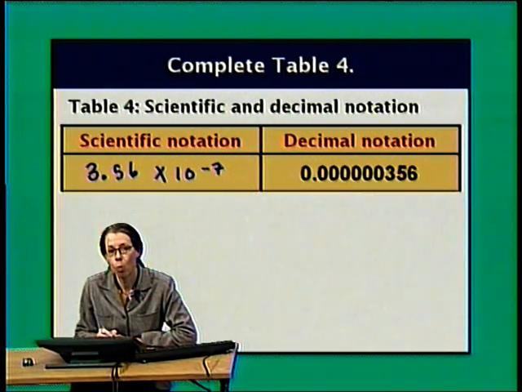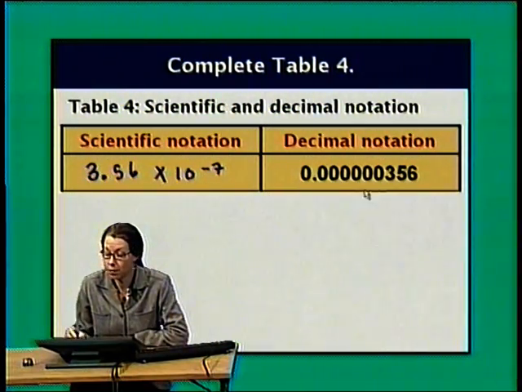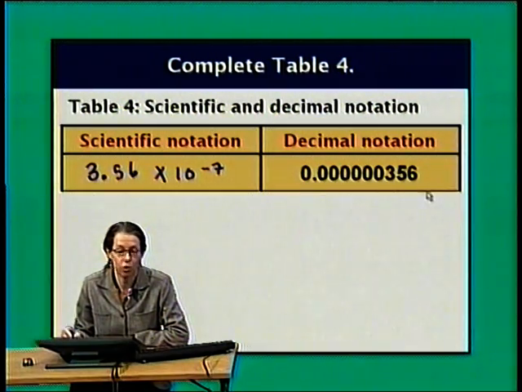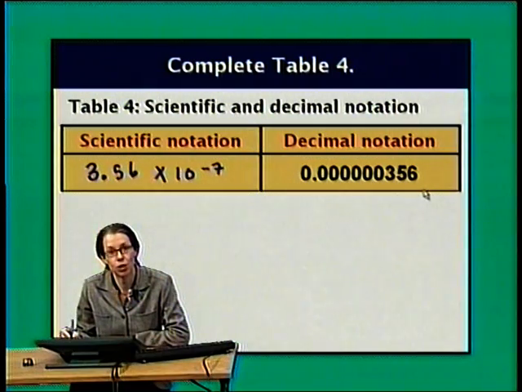Now let me just say one last thing about this mantissa. These digits 3, 5, 6, which we used in our mantissa, these are called the significant digits in decimal notation. So the digits in the mantissa are the significant digits in our number given in decimal notation.